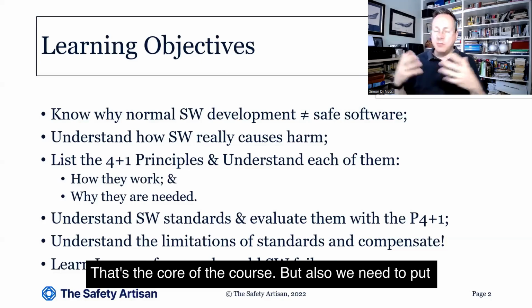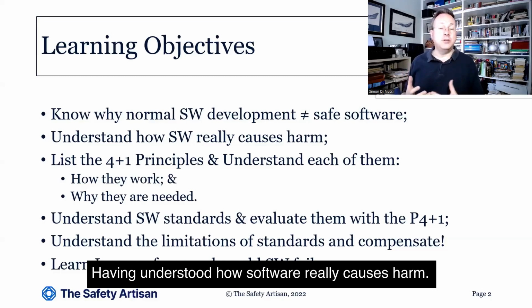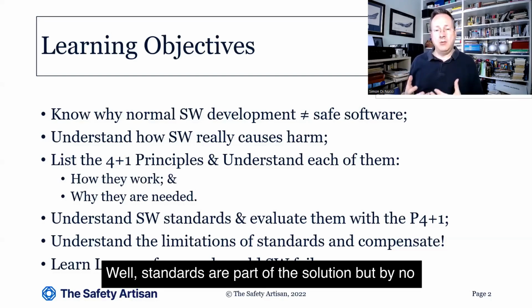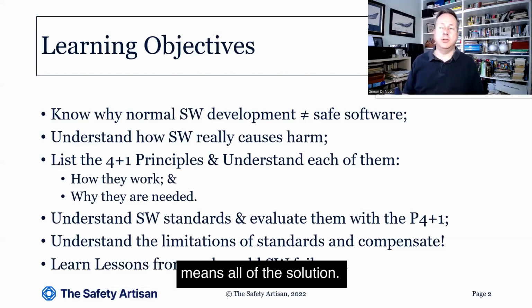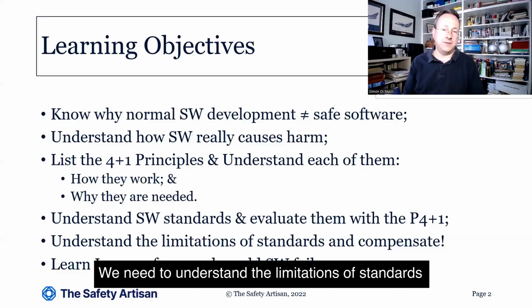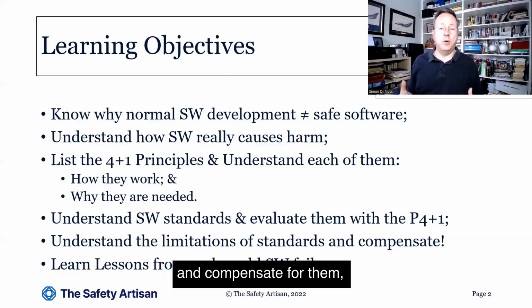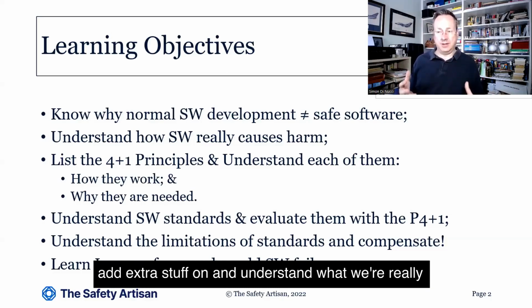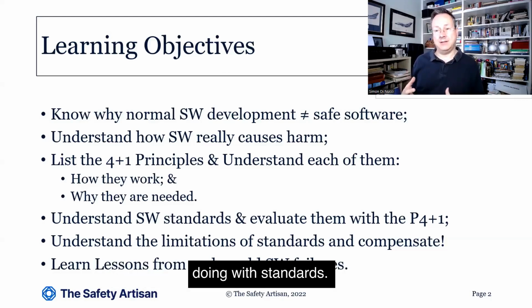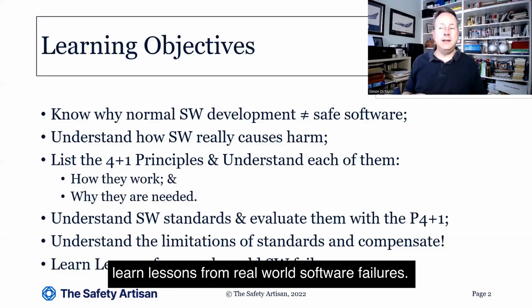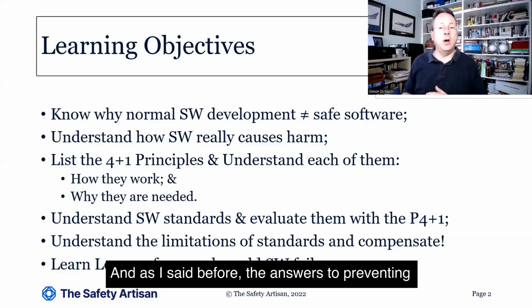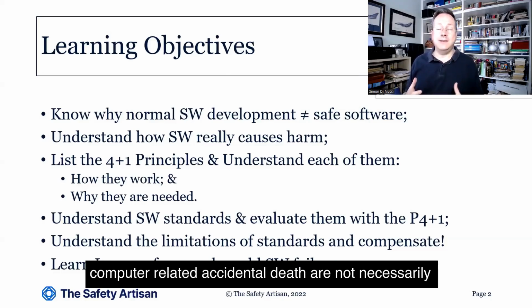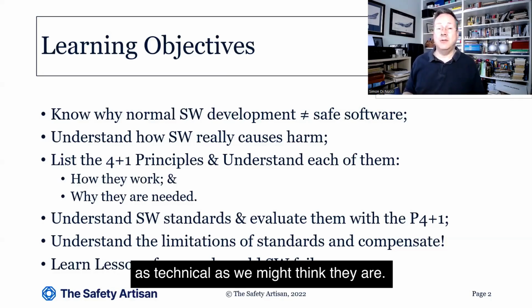But also we need to put more around that. Having understood how software really causes harm, well, standards are part of the solution, but by no means all of the solution. So we need to understand the limitations of standards and compensate for them, add extra stuff on and understand what we're really doing with standards. And we need to learn lessons from real world software failures. And as I said before, the answers to preventing computer-related accidental death are not necessarily as technical as we might think they are.